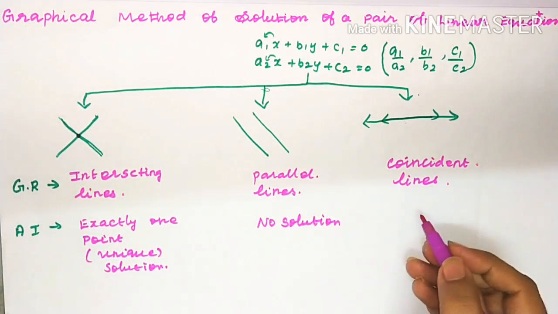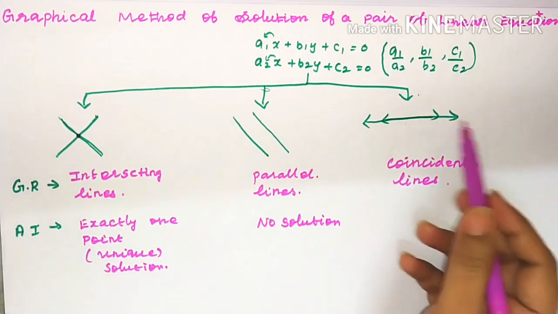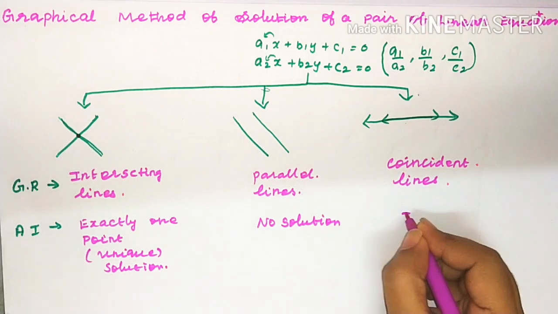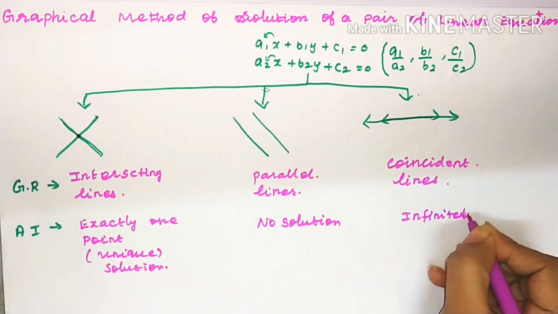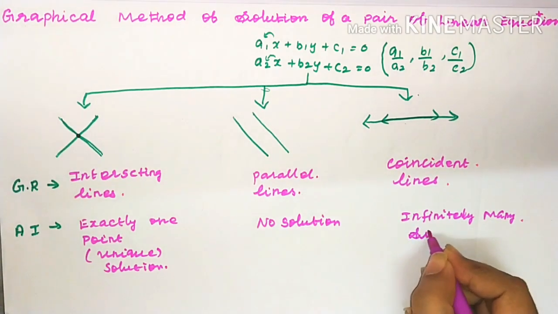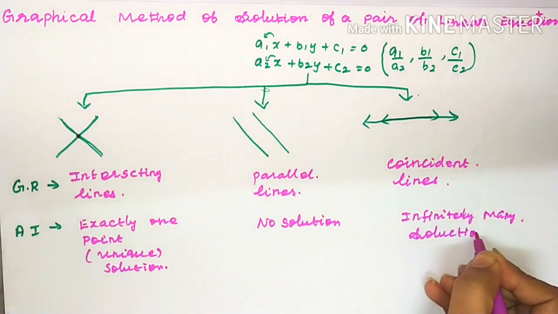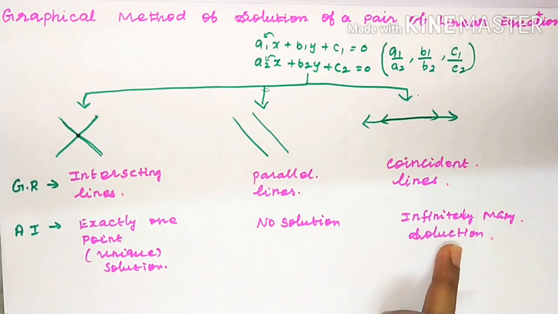Coincident lines mean one line is lying on another line, so you get many solutions. We can say infinitely many solutions. So in the algebraic interpretation, when the equations are given, we can check whether it has a unique solution, no solution, or infinitely many solutions.